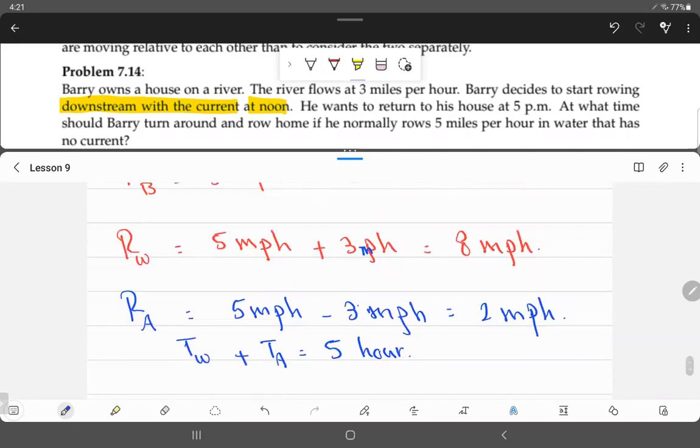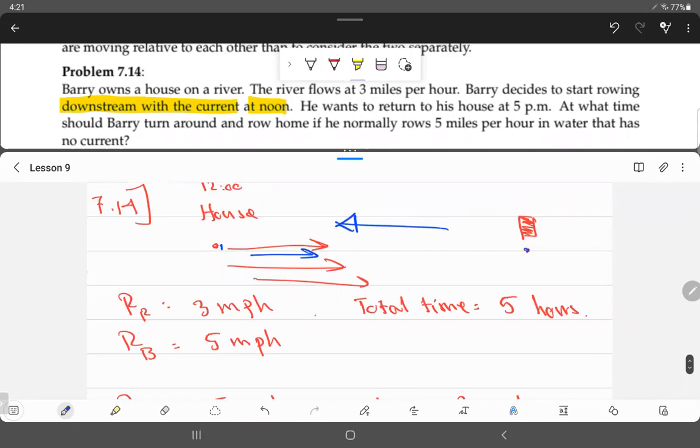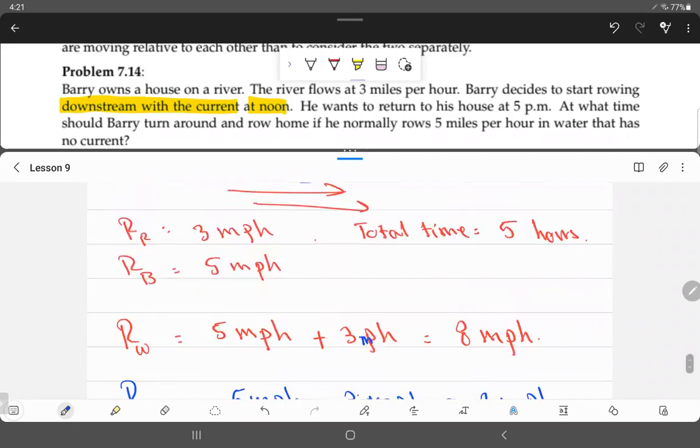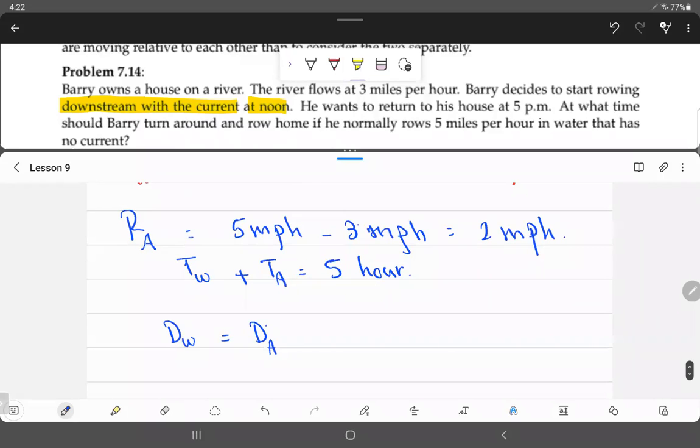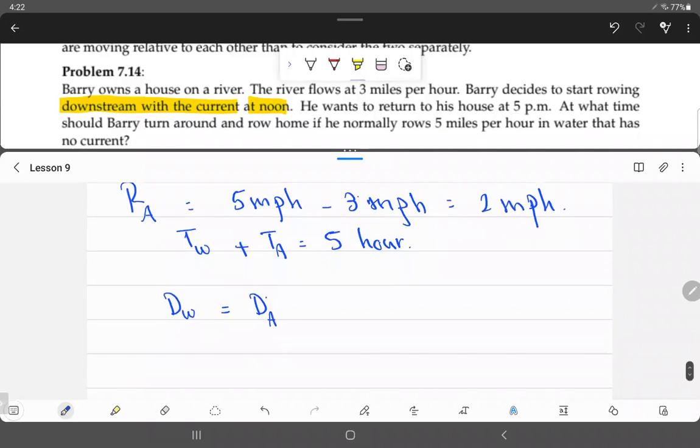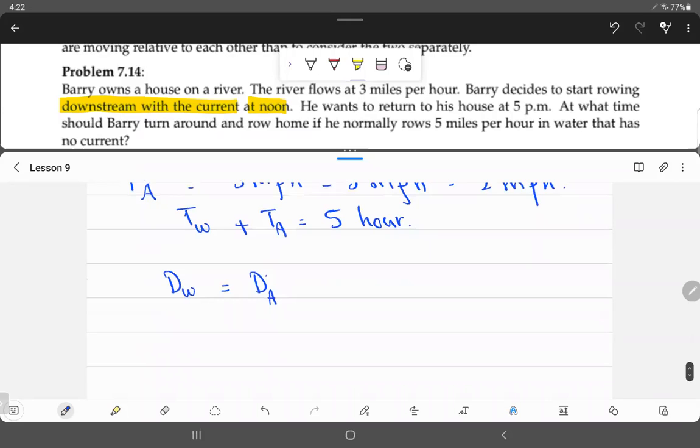Because actually, if you travel from here to here, you're going to get back to the same distance, right? So it's going to be the same distance. Okay, so when the distances are equal, let's call it the distance. I call it S before. So the distance SW equals SA. What is SW? SW is the rate W times TW, equals, what is SA? SA is the rate A times TA.